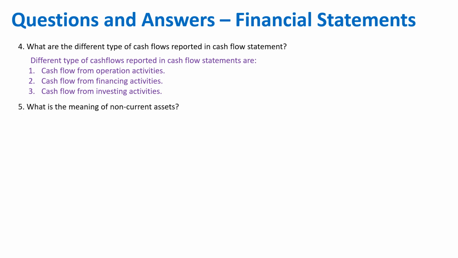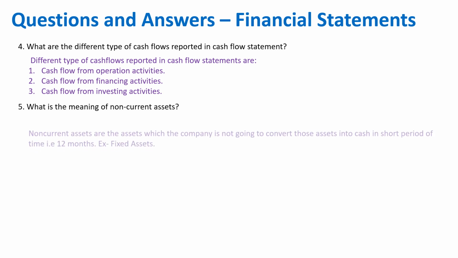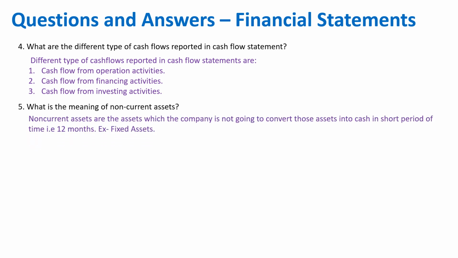Question number 5. What is the meaning of non-current assets? So when you prepare the financial statement, the statement starts with non-current assets when you're preparing the balance sheet. Now let's understand the meaning of non-current assets. So non-current assets are the assets which the company is not going to convert into cash in a short period of time, that is 12 months. Example, fixed assets. So if the company has a building or a factory or plant and machinery, the intention is to use this asset and generate revenue in future, not to sell or transfer within a short period. Hence, these are reported as non-current assets.